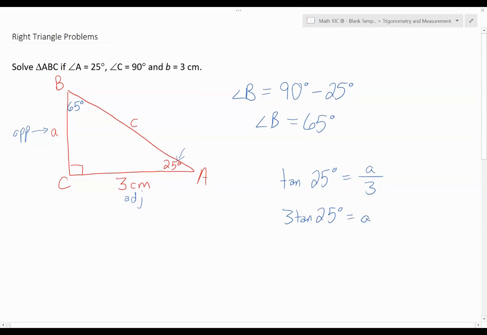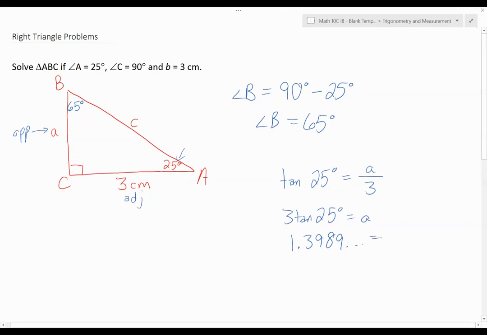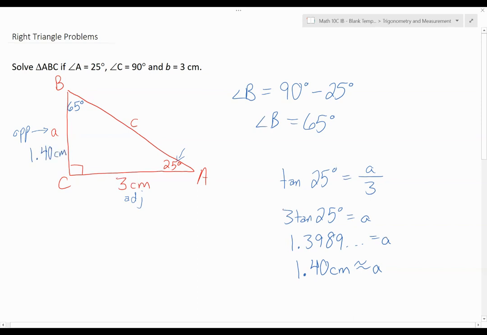So I enter that into my calculator, 3 times the tangent of 25, making sure that my calculator is not in radian mode, which is the default for many calculators. Make sure your calculator is in degree mode. What I get here when I multiply this is about 1.3989, etc., for a. If I round that to 3 significant digits, it's kind of a weird rounding situation, but it rounds to 1.40 centimeters. That's approximately what a is. So 1.40 centimeters.